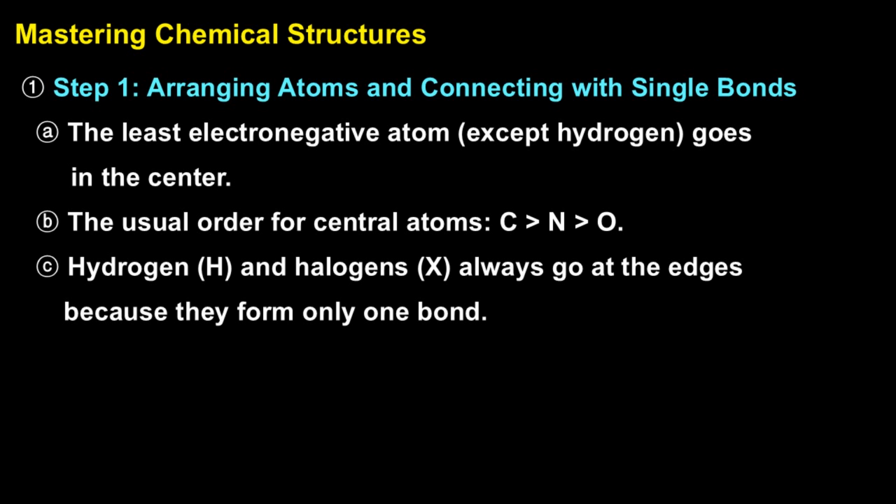In most cases, carbon is the best candidate for the central atom. If there's no carbon, nitrogen is often next in line. And after that, oxygen can sometimes play that role too. On the other hand, hydrogen and halogens, like fluorine or chlorine, can only form one bond, so they always stay on the outside edges of the structure, never in the center.